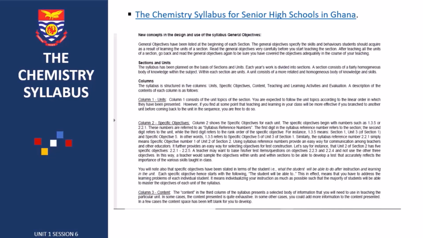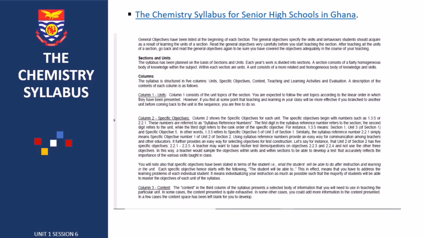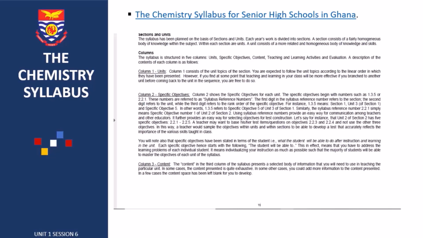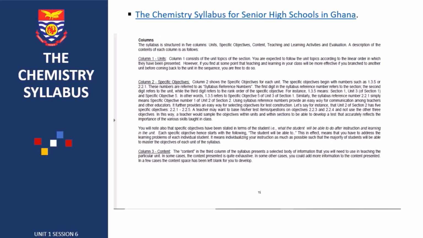Okay, now column 3 is about the content. So in there, it gives you more information about the selected body of the topic that has been chosen. So the teacher will need to know which content or information is needed under the specific topic to be taught or to be transmitted to the student or to be exposed to the student.